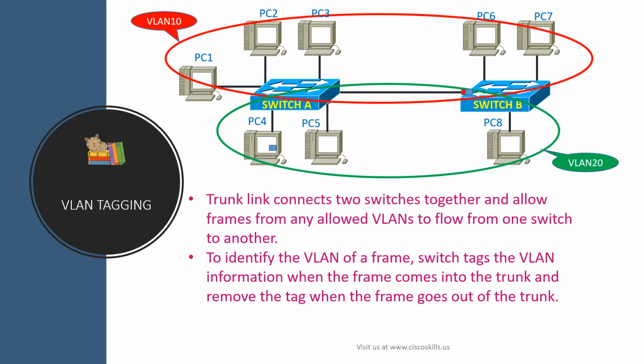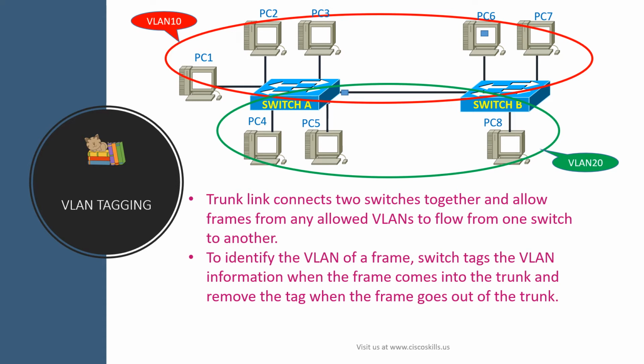When switch B receives the frame out of the trunk, it reads the tag and knows the frame belongs to VLAN 10. It then removes the tag and forwards the frame to PC6. Similarly, when PC4 needs to send a frame to PC8, it must forward the frame to switch A.